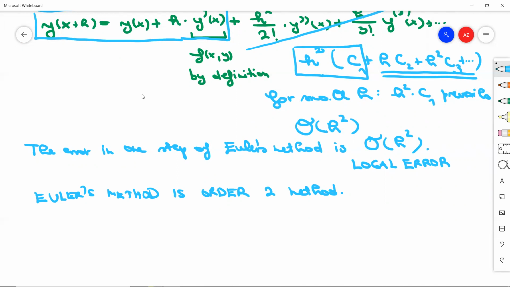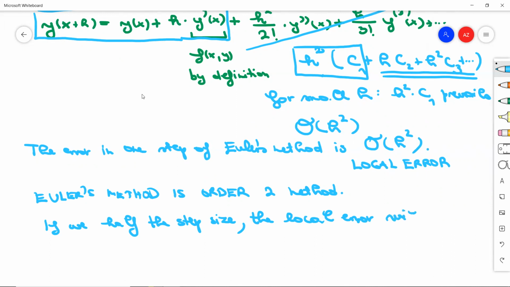What does this mean? So if we halve our h, if we halve the step size, the local error will be multiplied by 1/4, so it will be 1/4 times the previous local error. That's why we say that it's of order 2.